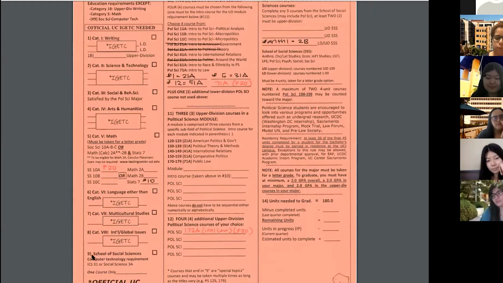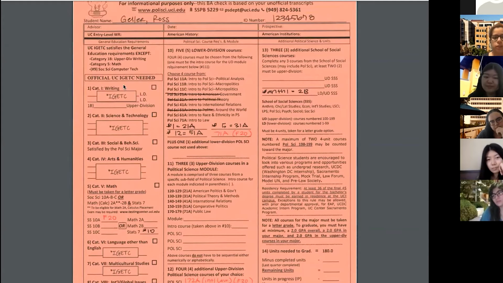And then we'll get to number nine, and we'll see that you'll have to take a mandatory social science computer technology requirement, which most often is Social Science 3A. And then we'll go straight to the middle, and you'll see here, like American history, five lower division courses.